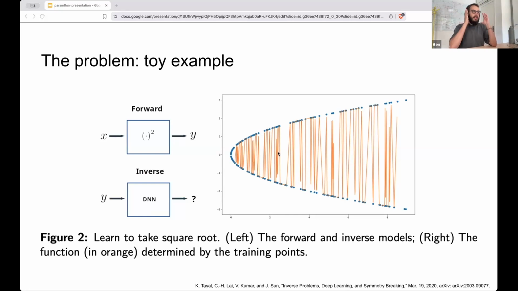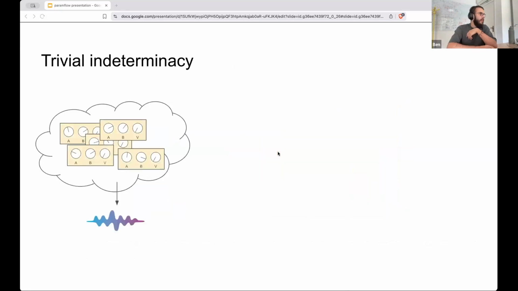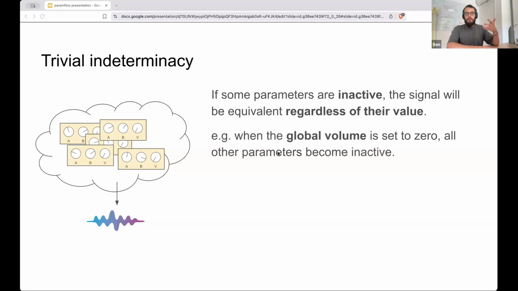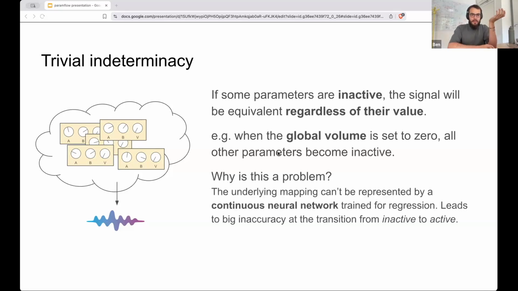And I want you to keep this image in mind, because this is really what underpins everything that I'm about to talk about. So how does this show up in synthesizers? There's a few ways. First, there's what we might call trivial indeterminacy. This is where we have parameters that are inactive, so we can change them and the signal will be the same. A super trivial example is if we turn the global volume control down, then none of the other parameters do anything. This sounds silly, but actually it creates a mapping that can't be represented by a continuous neural network trained for regression.